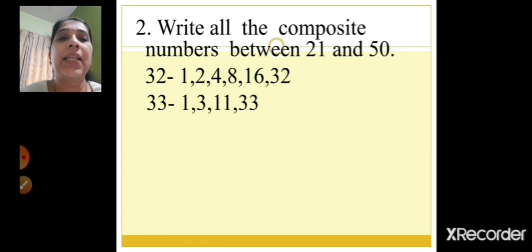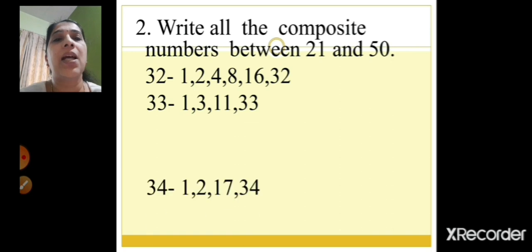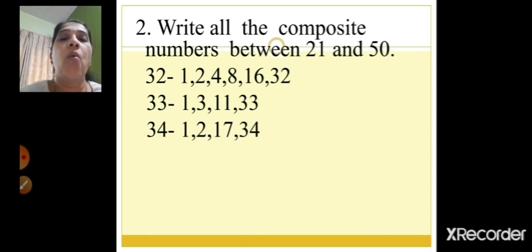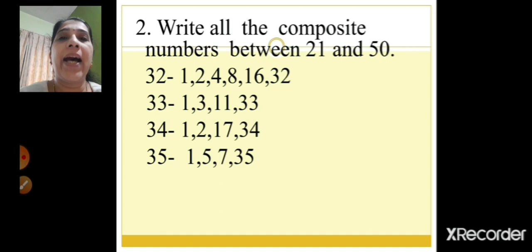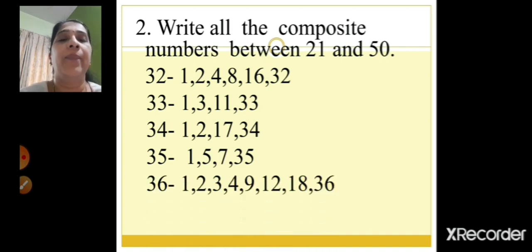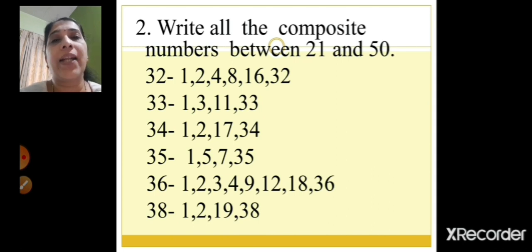33. 1, 3, 11, 33. It has got more than 2 factors. So 33 is a composite number. 34. 1, 2, 17, 34. So 34 is a composite number. 35 factors are 1, 5, 7, 35. So 35 is a composite number. 36 has got 1, 2, 3, 4, 9, 12, 18, 36. So 36 is a composite number. 37, it has got only 2 factors, 1 and 37. So it is a prime number.